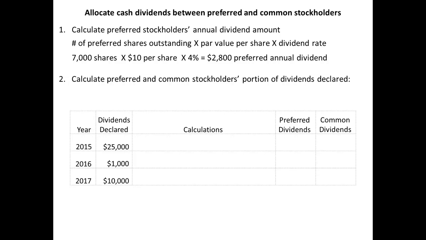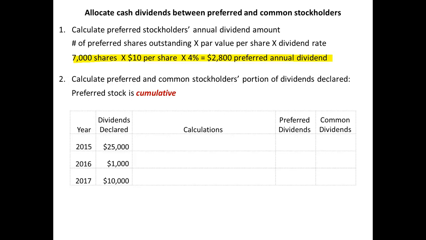In the previous ACLIT, we assumed that ABC's preferred stock was non-cumulative. Now, for the sake of illustration, let's assume that in fact ABC's preferred stock was actually cumulative. Everything else remains unchanged. So the preferred stockholders' annual dividend calculation is still 7,000 shares outstanding times $10 par value per share times 4% dividend rate, which still equals $2,800. ABC's preferred stockholders are still entitled to $2,800 of cash dividends each year before common stockholders get even a penny.